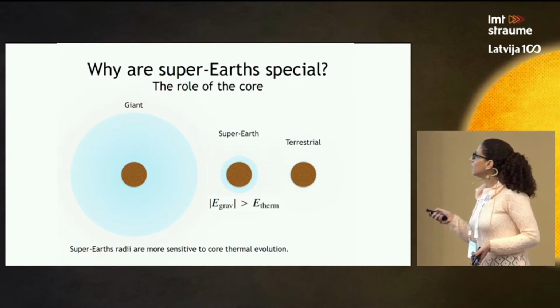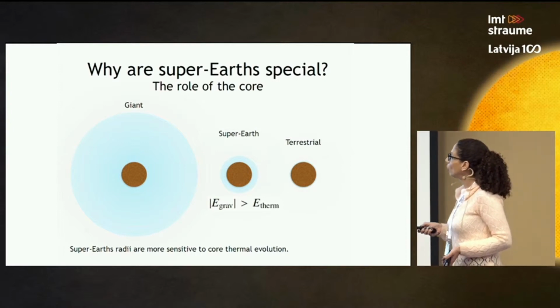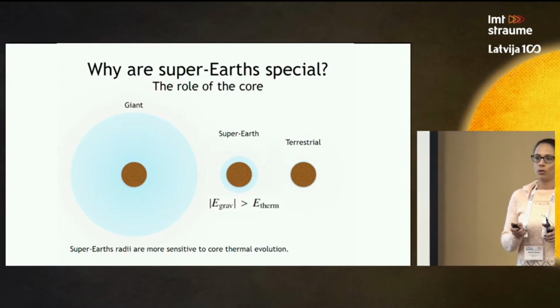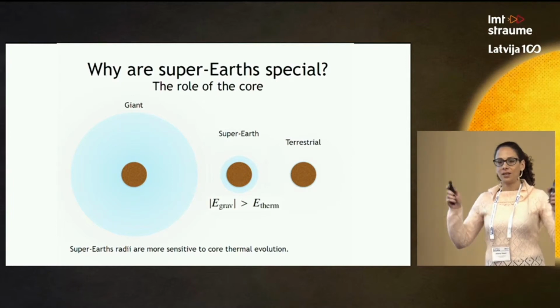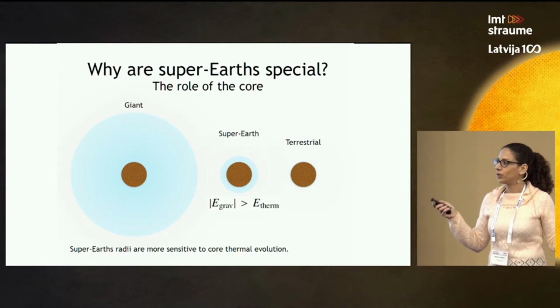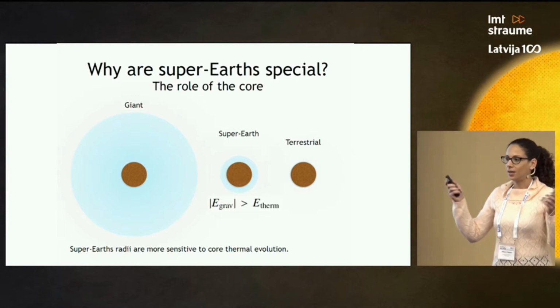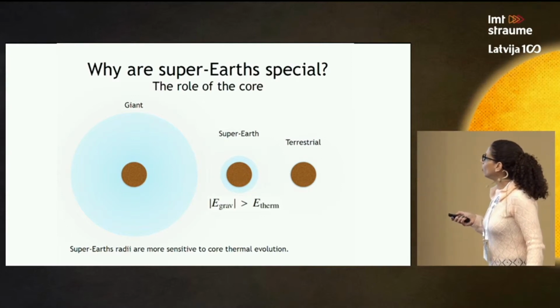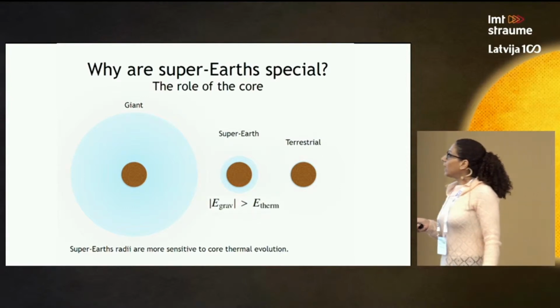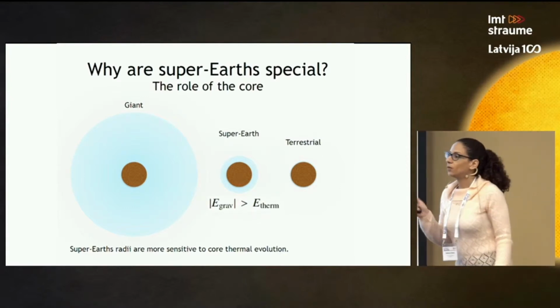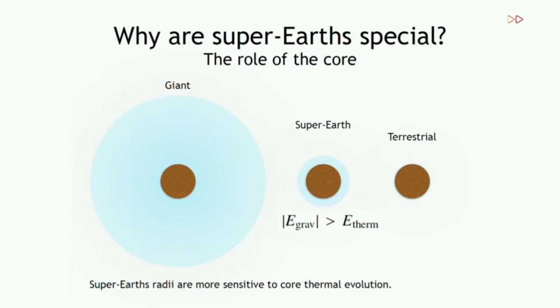And the reason is that in giant planets, the core, and by the way, when I say the core, I mean everything in the terrestrial part of the object, meaning the mantle, the crust, the core, everything together. I have planets with a core and an envelope. In the case of giant planets, the core is a very small fraction of the total mass, and therefore it almost doesn't have any effect on the contraction of the envelope and on the observed radius of the planet.